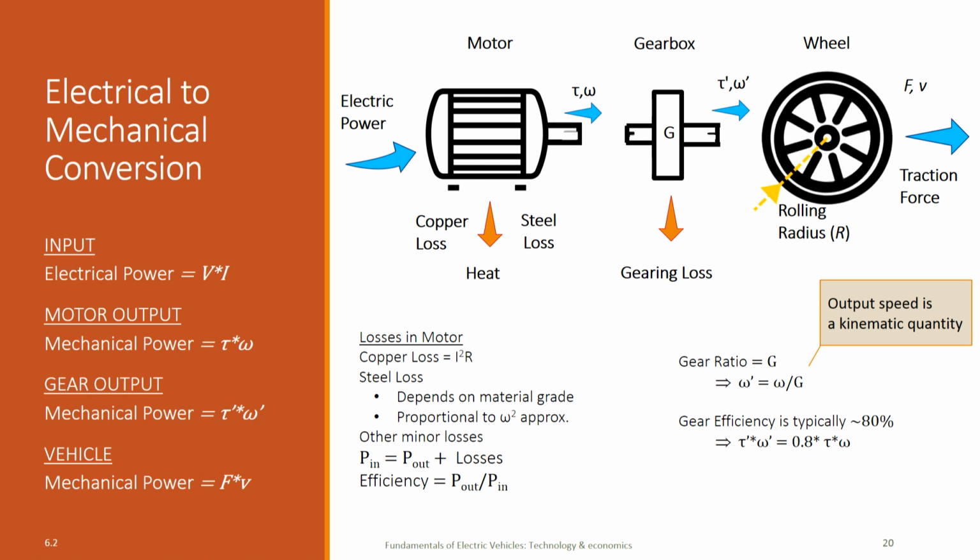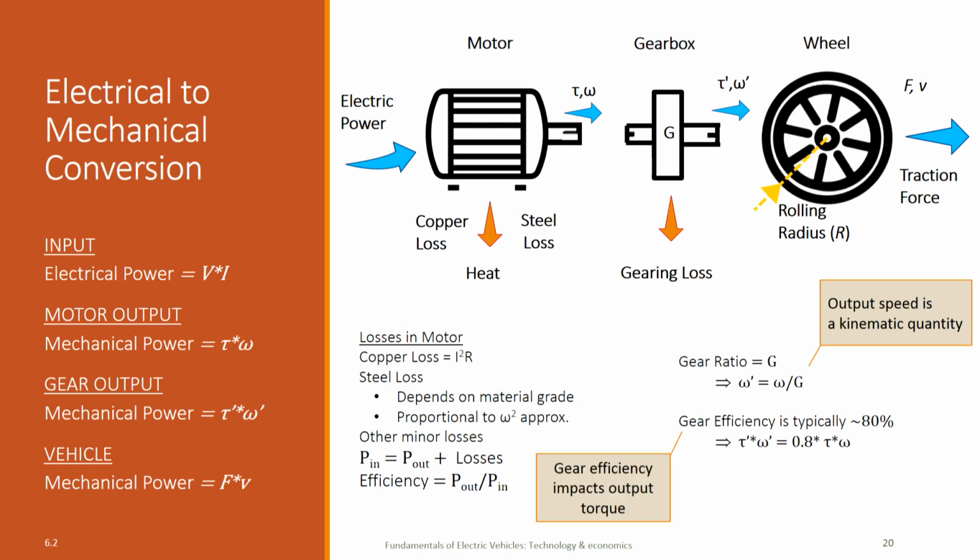But as we already know, omega prime is not affected by efficiency, it is only coming from geometry relations. So, the effect of efficiency is entirely on the torque. The torque is the entity that is affected by the efficiency of the gearbox. And so, we will find that the traction force on the vehicle is lower than what we expect on account of the efficiency of the gearbox.